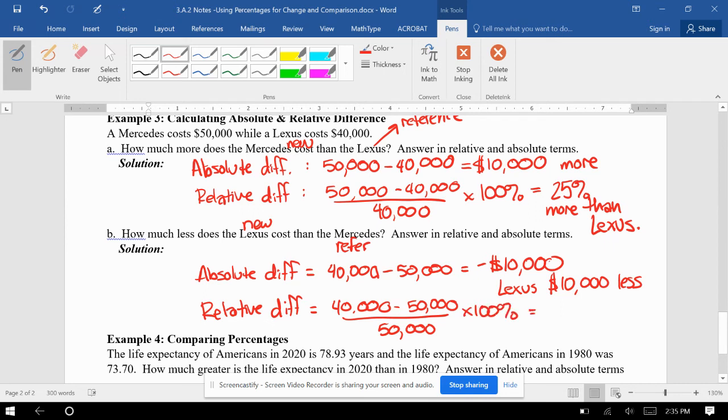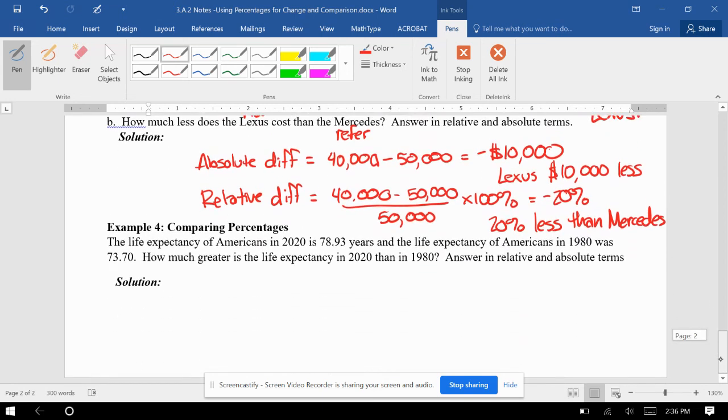Well, I have news for you. Once you plug that in, you get negative 10,000 divided by 50,000, and you're going to end up with negative 20%, which is not the same number as the 25%. So the Lexus is 20% less, because it's negative, than the Mercedes. Interesting way how percents work, yeah? They sometimes get a little confusing.